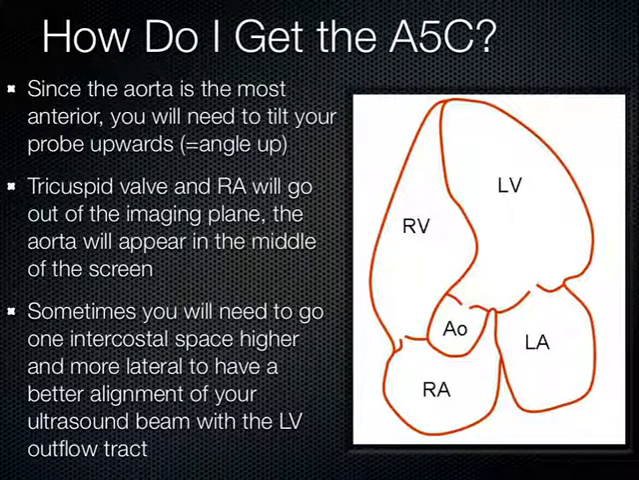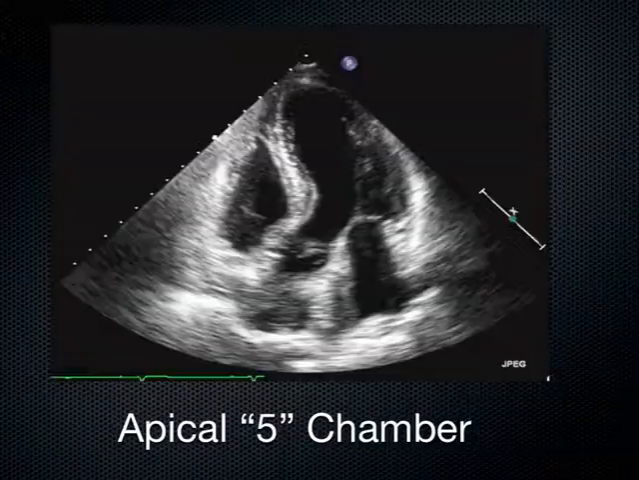So we talked about getting to the apical fifth chamber. Put air quotes around the words fifth chamber because obviously the heart doesn't have a fifth chamber, but the fifth chamber being the aortic outflow tract. So if you angle up or tilt the transducer so that the sound is going more anterior, the right atrium and the tricuspid valve kind of go out of the plane of view, and you start to get this aortic outflow tract. Sometimes you've got to go one intercostal space more superior, more towards the head, and a little bit more lateral to get a better alignment of the ultrasound with the LV outflow tract.